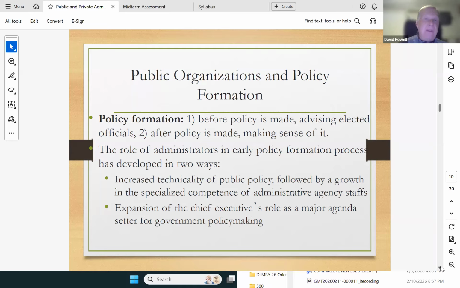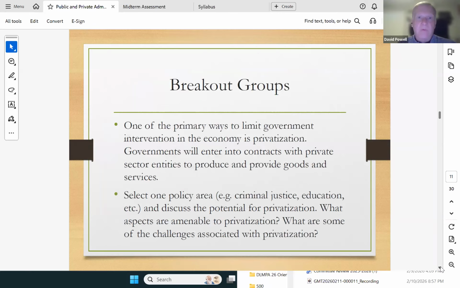And then, secondly, by having administrators involved in the formation of these policies, you are, in essence, giving more power to the chief executive in policy making because these administrators and these organizations are under the auspices of the executive branch under the chief executive. So the more administrators play a role in policy making, the more the role for the chief executive in creating these policies. So that's kind of your so what question. Well, so administrators are involved in policy formation. Well, so what? Well, that's your so what. We get more technical policies and we have a heightened role for the chief executive in that policy making process.